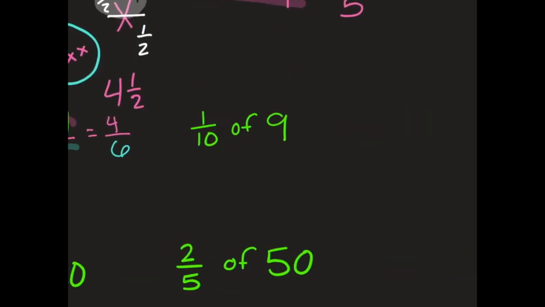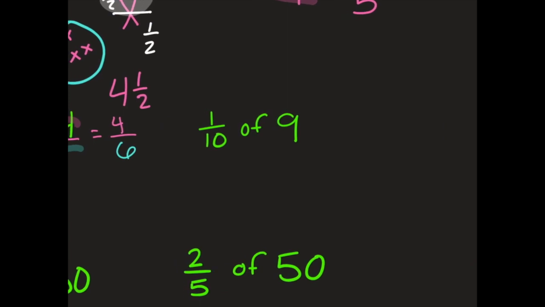All right, the next one, 1/10 of 9. Again, I can't do 9 divided by 10. That is not a whole number, so I'm going to turn my "of" into multiply, put my whole number over 1, and now I can multiply across. First, 1 times 9 equals 9. 10 times 1 equals 10. And so my answer is 9/10. What is 1/10 of 9? 9/10.